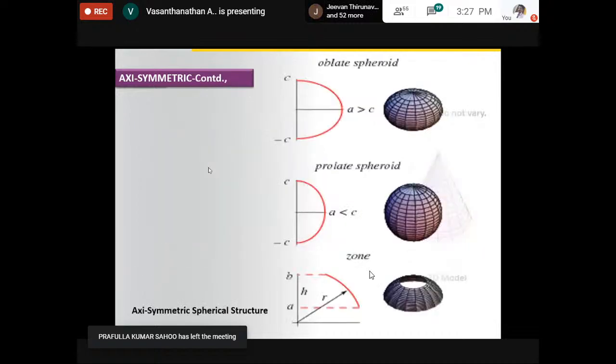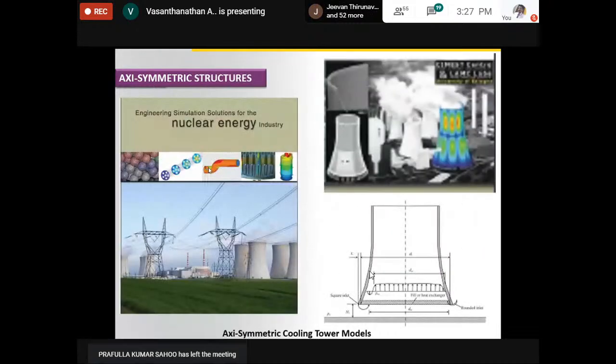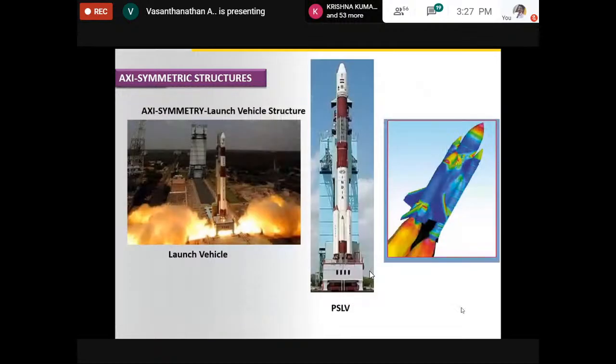Some of the examples are cooling towers. Just think about a cooling tower. It comes under axisymmetry, so I don't want to model the actual entire 3D. You can go for a 2D like this and you can solve it. This is what I explained for axisymmetry. The rocket vehicle structure, but this is actually 3D, this is a 3D analysis.